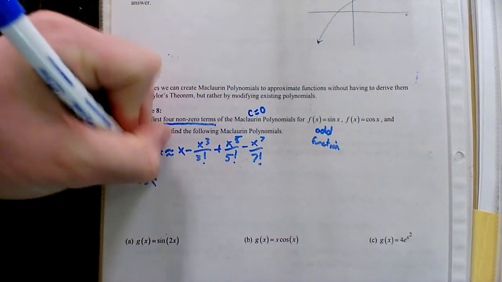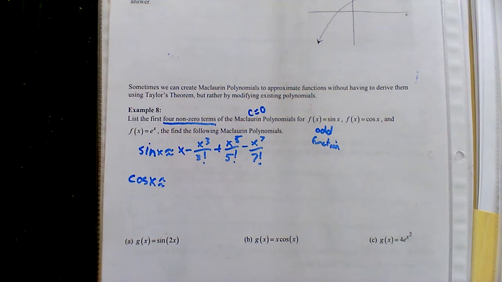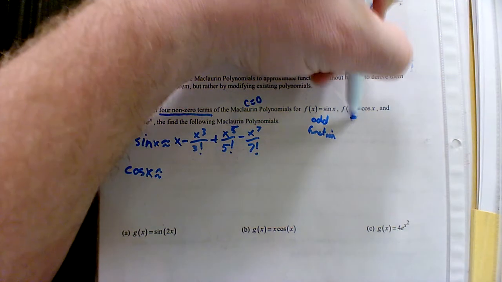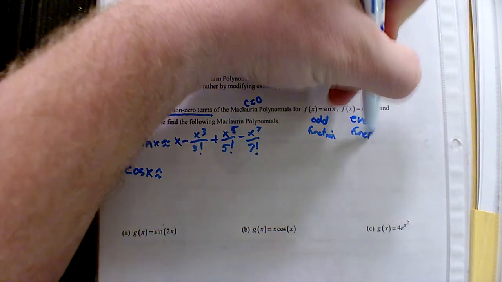Okay, another one is cosine x. Now, we didn't actually find this one yet, but think about what we're doing. We have sine x. How do you think we can find cosine x without going through the entire process of using the Maclaurin polynomial and plugging in for cosine of x? Okay, well this is going to be an even function. You are correct saying that.